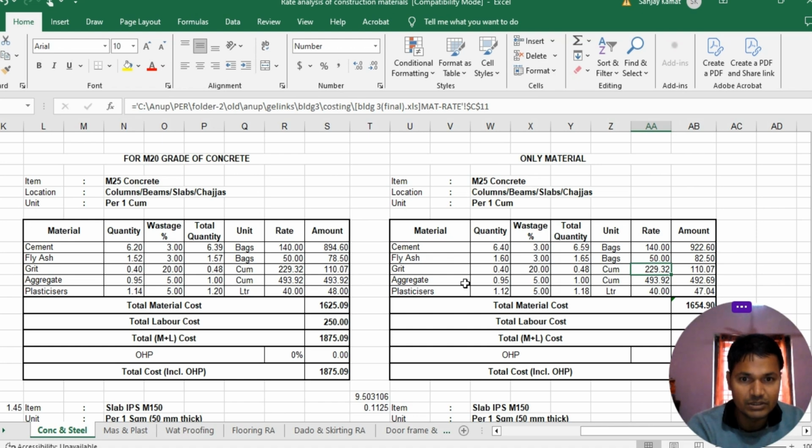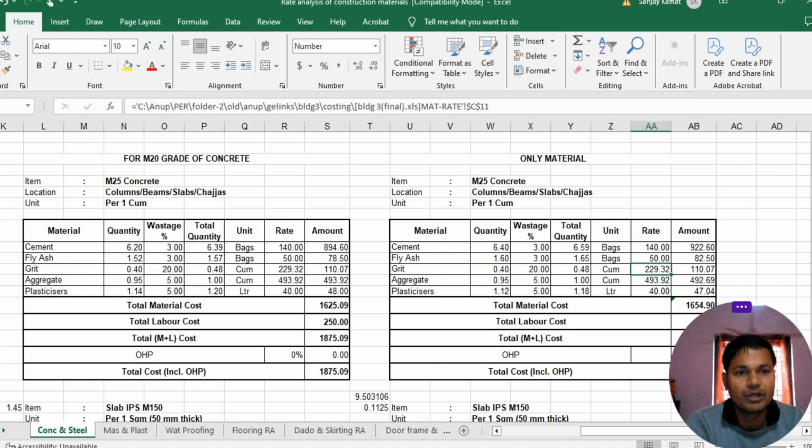And then the rate. This rate is sometimes decreasing, sometimes increasing year by year, depending upon the market. So the rate is 229.32. Now do one thing.